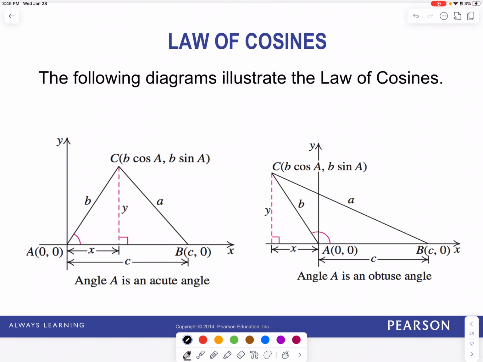Law of cosines, right? So say for instance we wanted to find side A. We have our B and we have our C. So if we want the distance of A, what if we use the distance formula, the distance between 2 points? The square root of what? x sub 2 minus x sub 1 squared plus y sub 2 minus y sub 1 squared. I think you just use the distance formula for all of those sides.